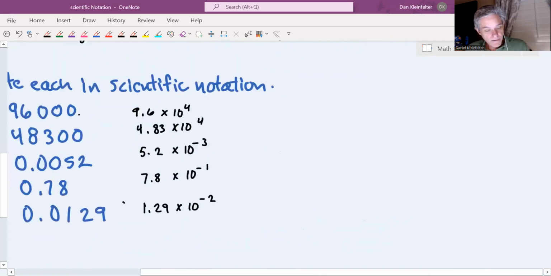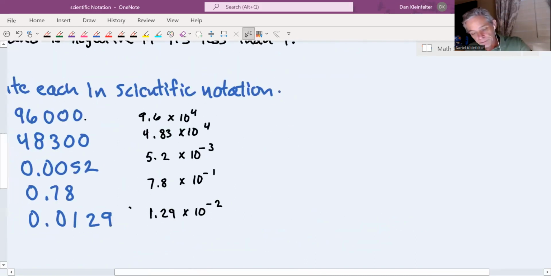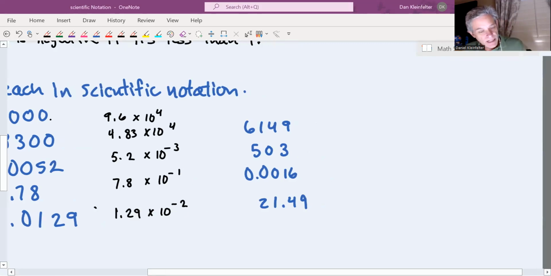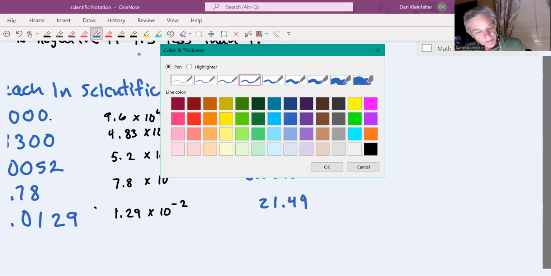Okay, here are a couple for you to try. Take a minute and convert 6,149, 503, 0.0016, and 21.49 into scientific notation. At this point, pause the video and try that, and then restart the video and see how you did. Okay, so let's try each of these now.